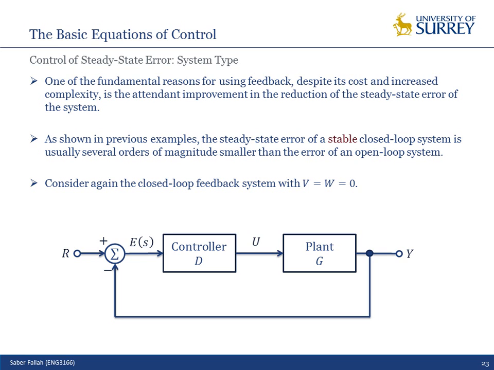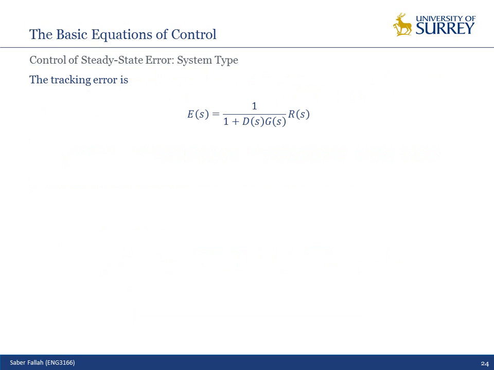Okay, it makes some actions to adjust the system. When the error gets to 0, the controller is inactive because the input to the controller is 0. If it's not 0, the controller acts to adjust the response of the system. So the tracking error again is 1 over 1 plus D(s)G(s).